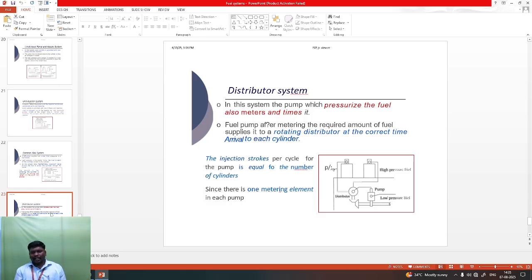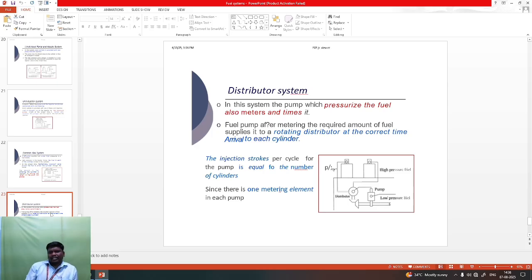Because of that, the distributor will regulate the distribution evenly, with the correct timing and correct arrival at each cylinder, because the 6 cylinders will not operate at the same time. One cylinder will be operating at TDC and one cylinder will be at BDC. These are the major differences. So that was the distributor system. The pump pressurizes the fuel and also meters and times it. The fuel pump meters the amount of fuel supplied, with the rotating distributor giving correct arrival time to each cylinder.